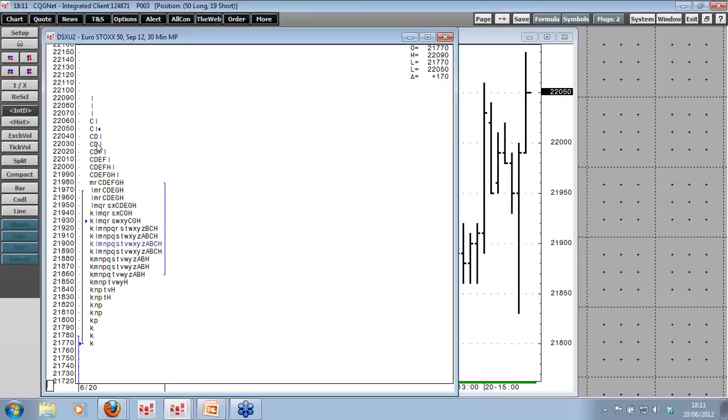The high is simply the highest TPO in this profile for today, which is 22.09, and the low of the day so far, because it's still open, is the lowest TPO on the day, which is 21.77.